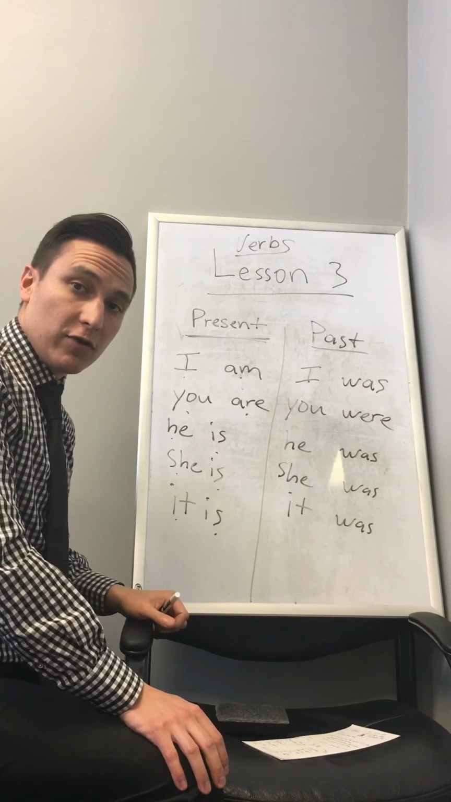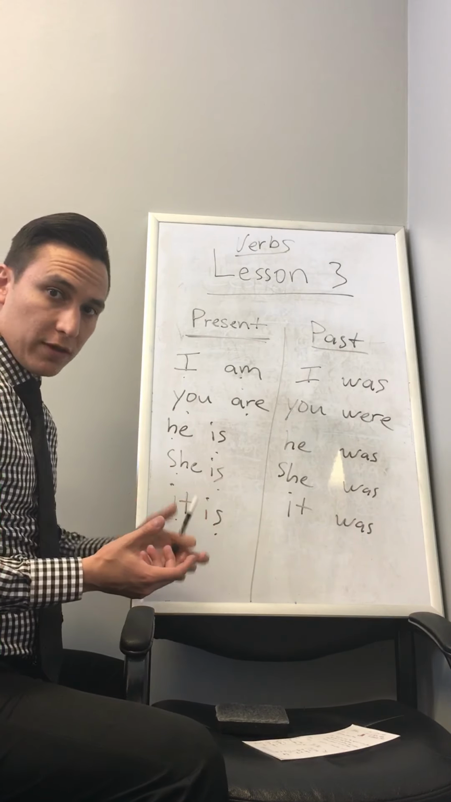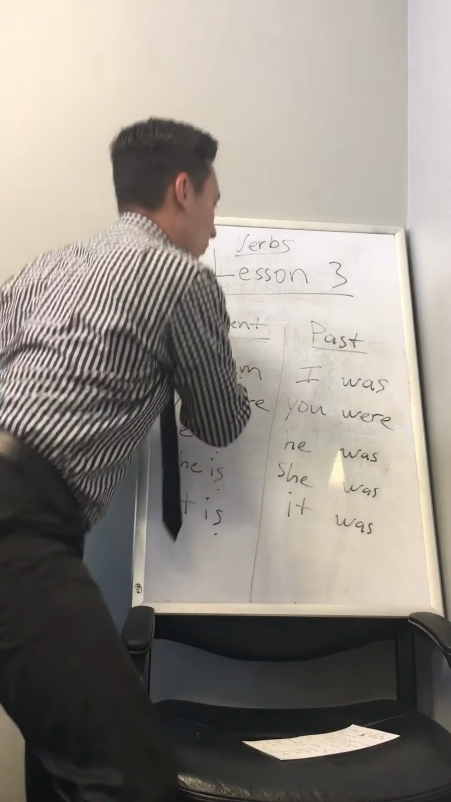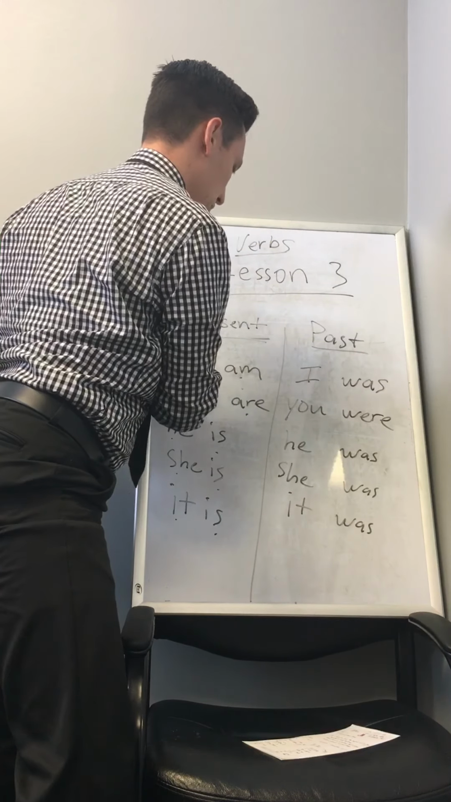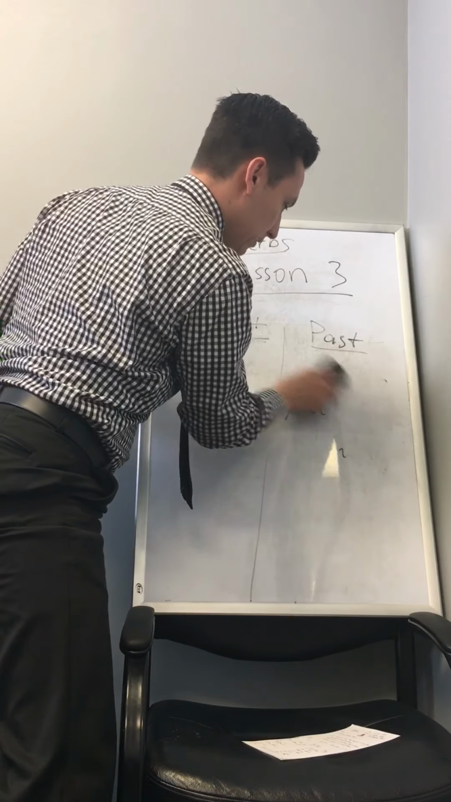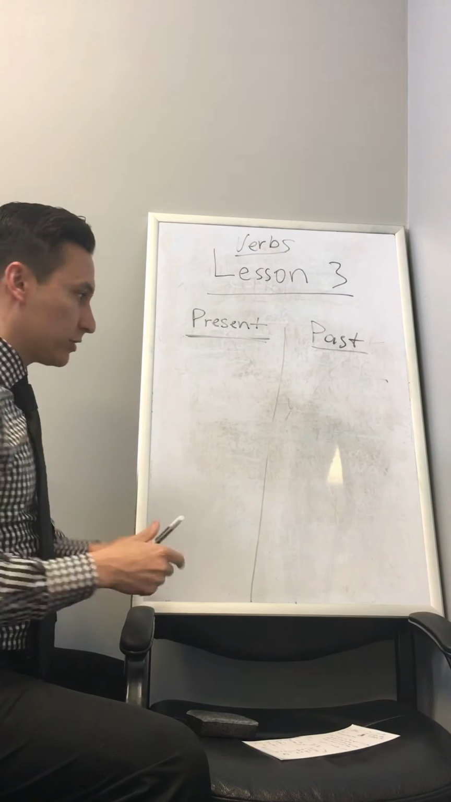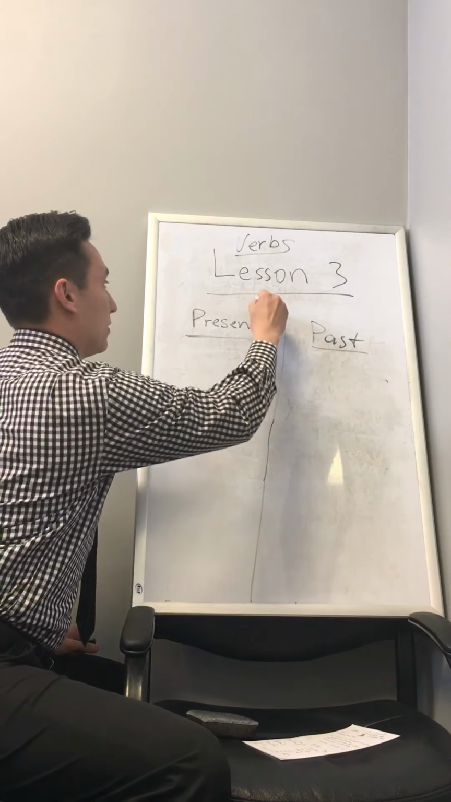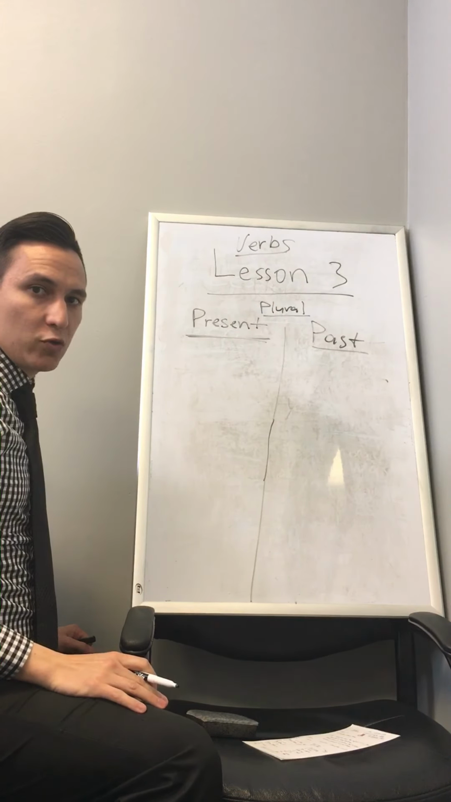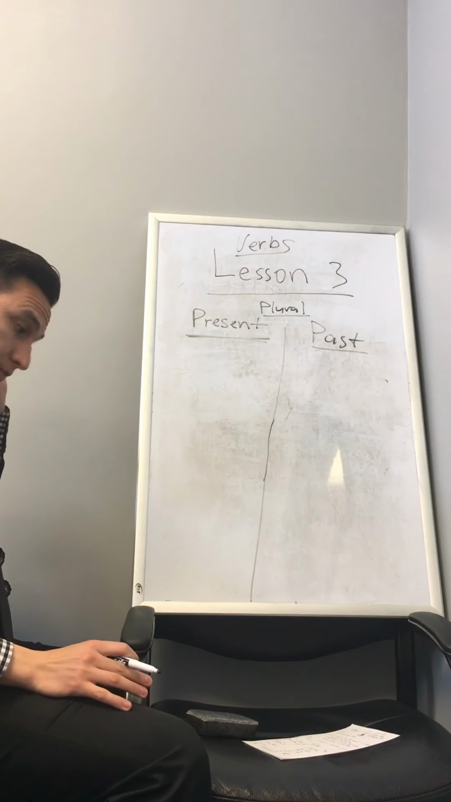Now next we're going to go over plural. Plural significa un grupo, normally more than two. Or more than one. So we'll erase this. So first we just talked about one person, una persona. Now we're going to talk about plural. Plural significa un grupo. So first we're going to do plural form.